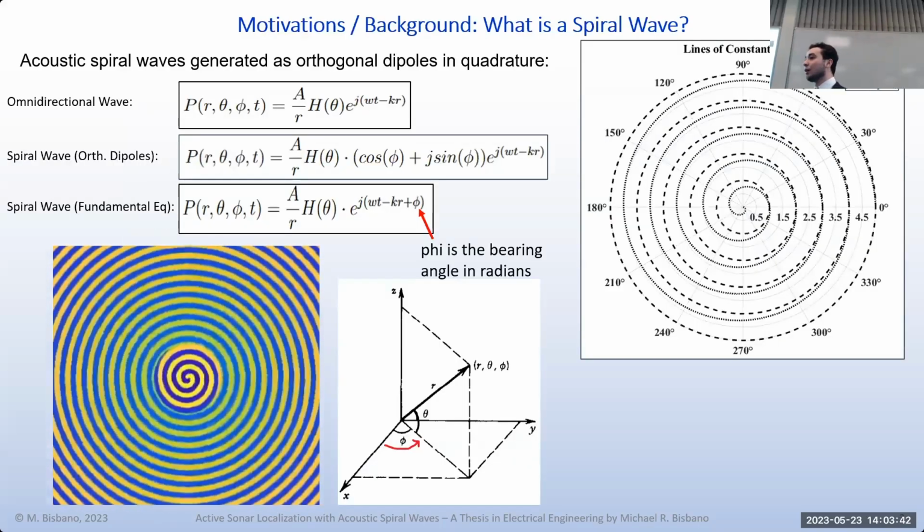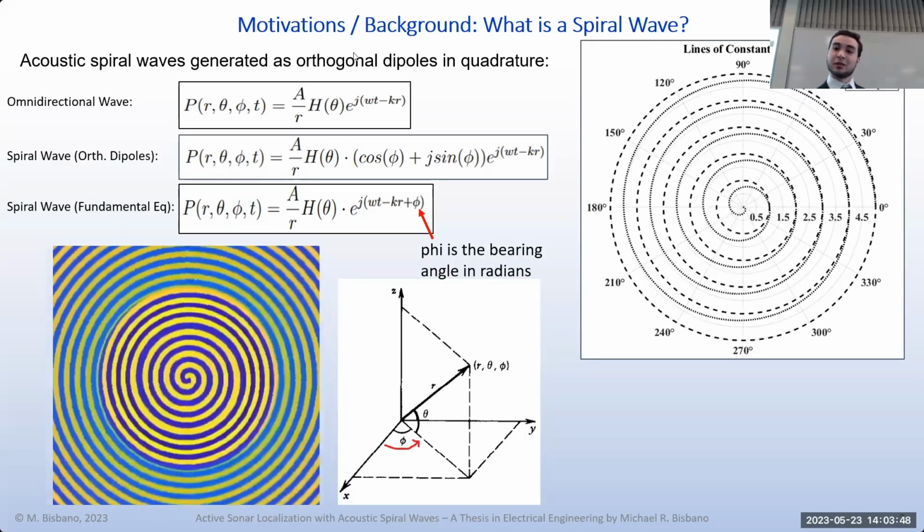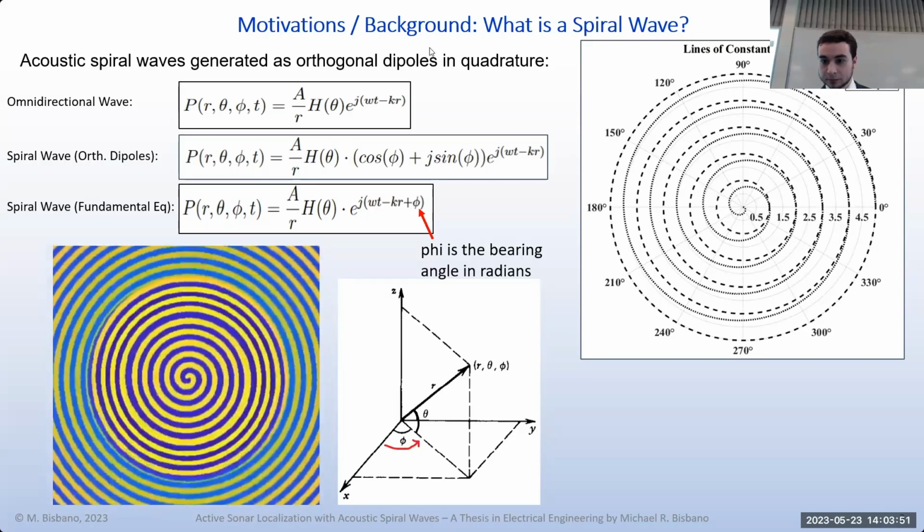So what's an acoustic spiral wave? That's a key topic in this presentation. So an acoustic spiral wave is a wave that propagates in the horizontal plane. It spreads omnidirectionally with amplitude, but the phase front diverges as a spiral in the horizontal or bearing dimension. So that phase front varies by 2 pi radians or 360 degrees with 360 degrees of bearing angle.